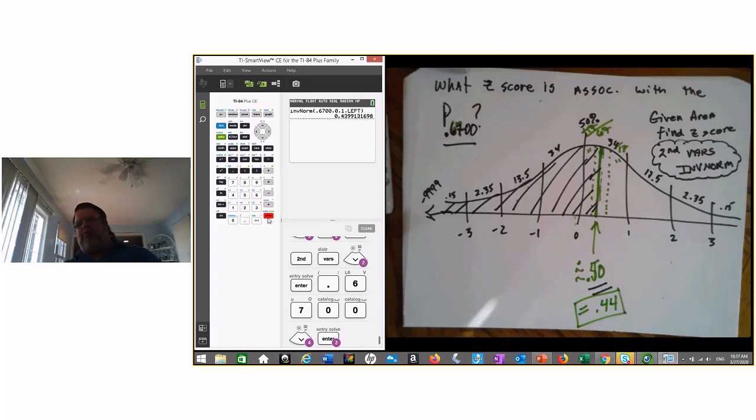Z-score will always be more detailed than the empirical rule. The empirical rule is just for estimation, just looking at it, and it's to check your answers to see if you're in the right area. The empirical rule is estimation. The Z-score is more detailed.